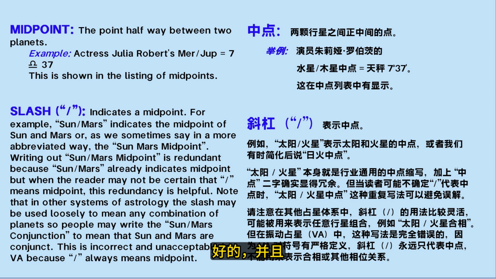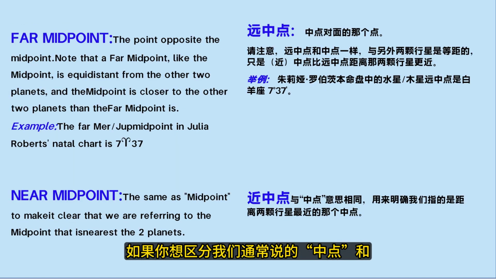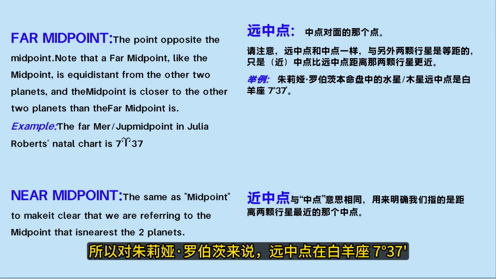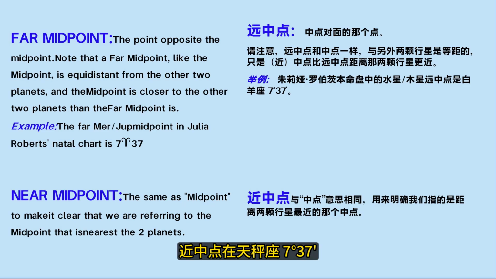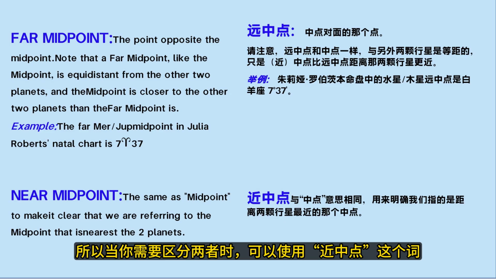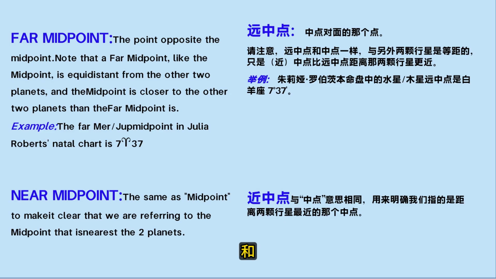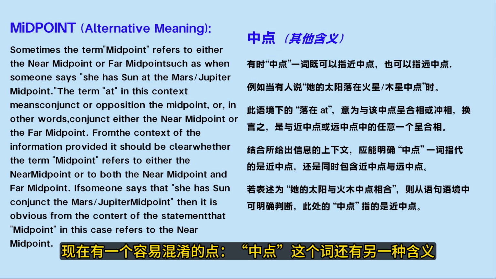Okay. And if you want to distinguish the midpoint, what we usually call the midpoint, from the far midpoint, we have the term near midpoint. So for Julia Roberts, the far midpoint is 7 Aries 37, and the near midpoint is 7 Libra 37. So you can use the term near midpoint when you're wanting to distinguish between the near midpoint and the far midpoint.